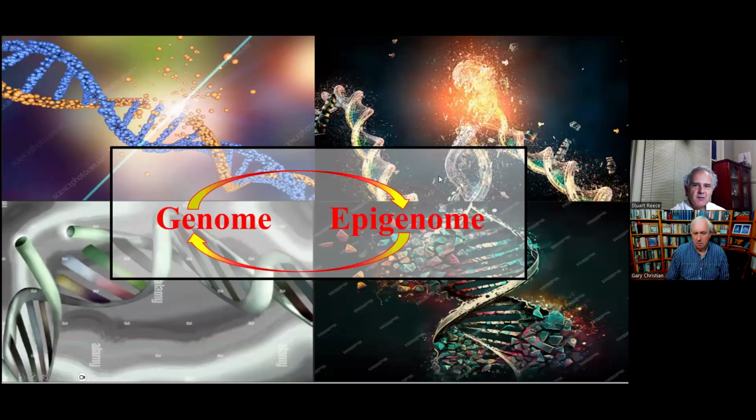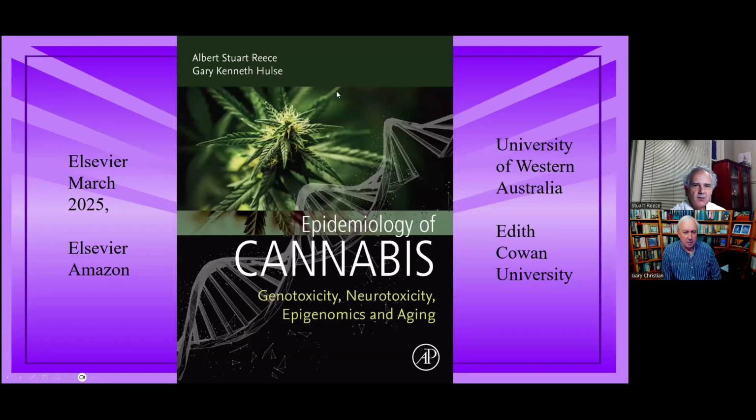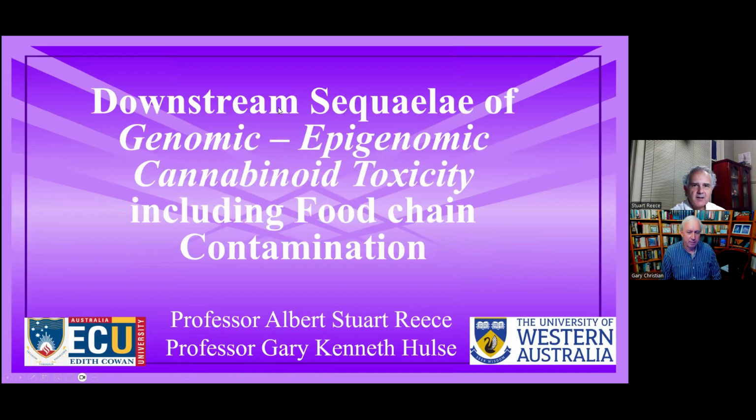And we talked about the interaction between the genome and the epigenome, so that the hardware damages the software and the damaged software damages the hardware. All these things are detailed further in our book. And so this has been a discussion of the downstream sequelae of genomic and epigenomic cannabinoid toxicity, including food chain contamination. Thank you so much for your attention.